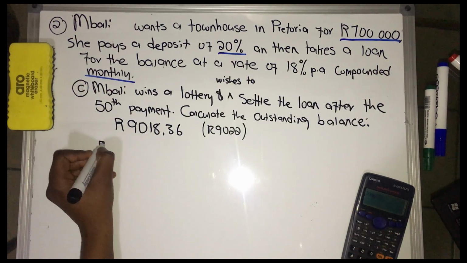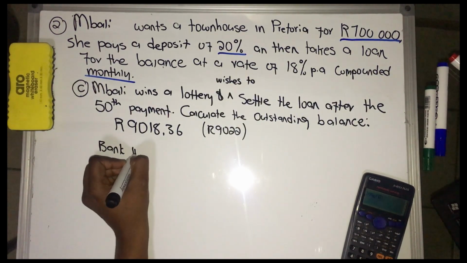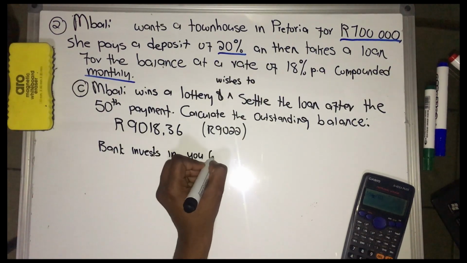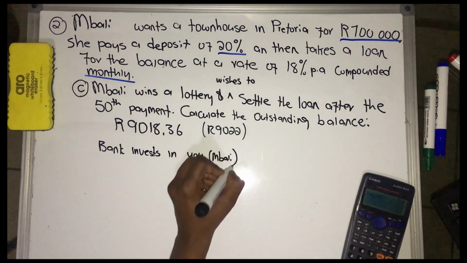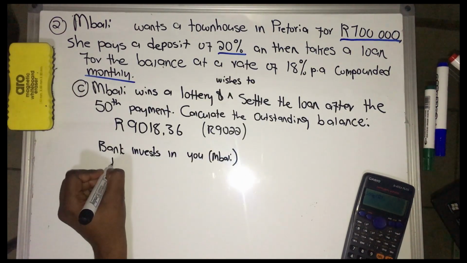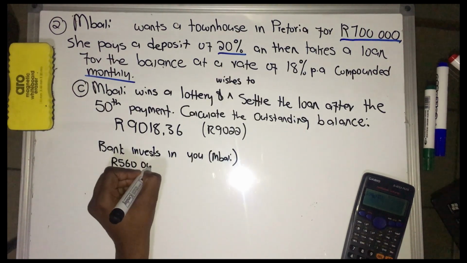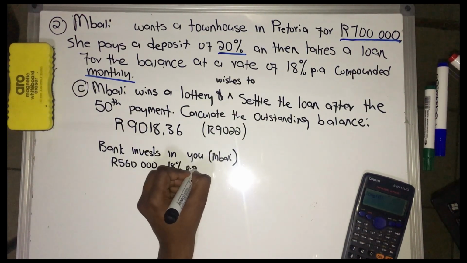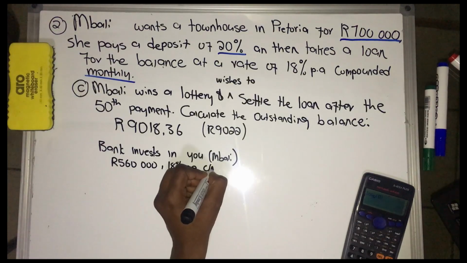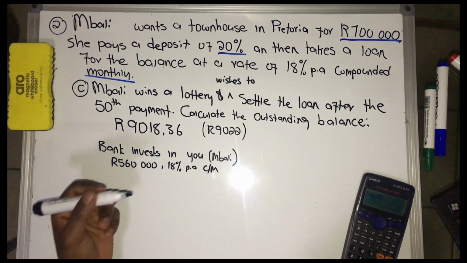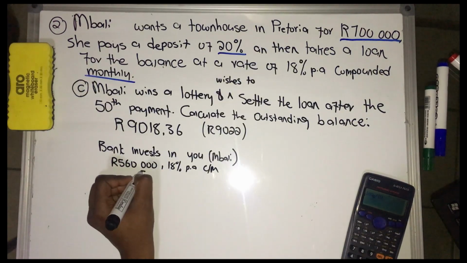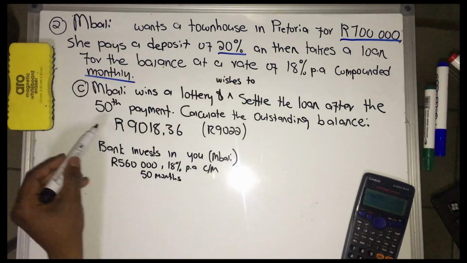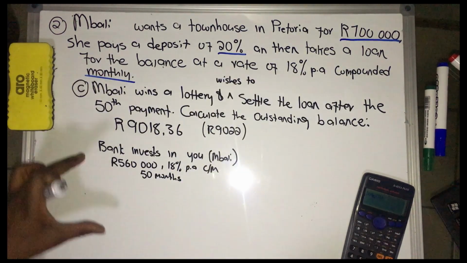think of it as the bank invests in you, or in Mbali. Okay, so they are investing 560,000 at that interest, 18% per annum, compounded monthly. And then they invest in that for 50 months. The 50 months comes from after the 50th payment. Okay, so the bank invests that in you.